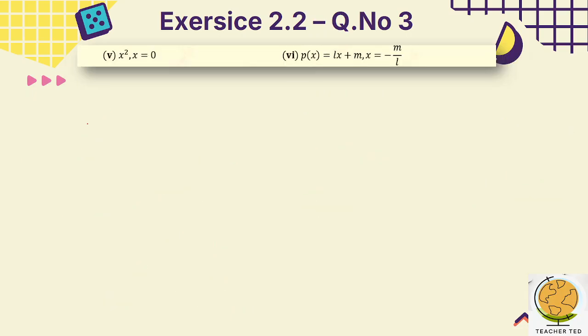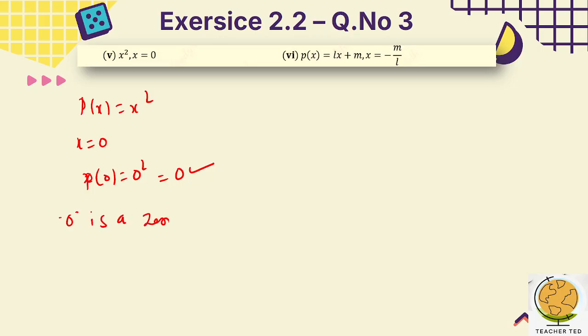Let's check with the next one. So here you need to substitute p of x is equal to x square. So here x is equal to 0. P of 0 is equal to 0 square, that is 0. So for x is equal to 0, we can say 0 is a 0 of the given polynomial p of x.